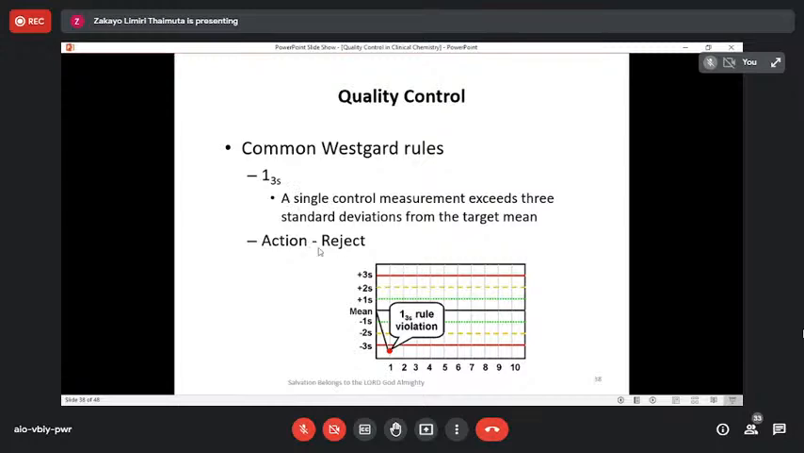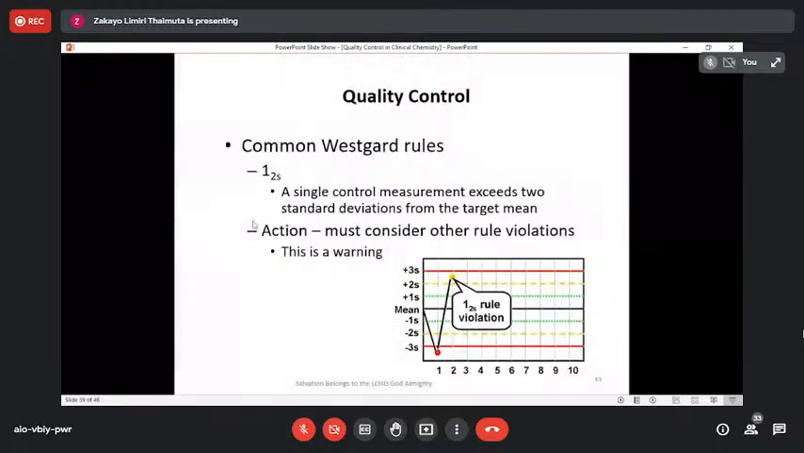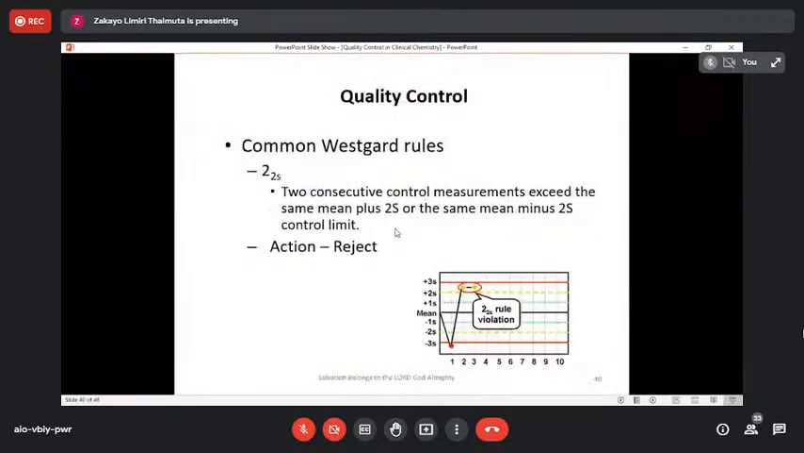The rule states you reject. 1 2S: one control exceeding 2 standard deviations. That is a warning. You get alarmed, you raise a query so that you don't get out of control. 2 2S: what you have is 2 controls, both of them exceeding 2 standard deviations. You reject the results.